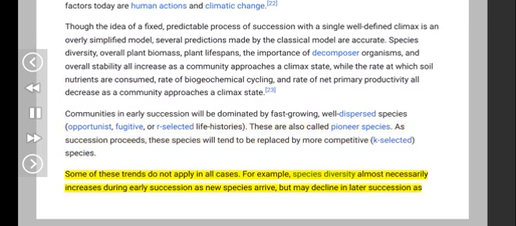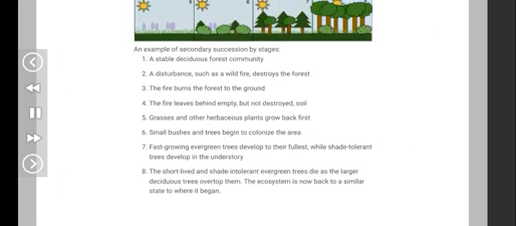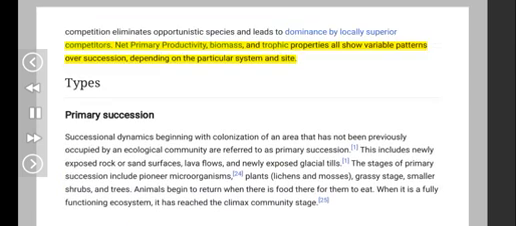For example, species diversity almost necessarily increases during early succession as new species arrive, but may decline in later succession as competition eliminates opportunistic species and leads to dominance by locally superior competitors. Net primary productivity, biomass, and trophic properties all show variable patterns over succession, depending on the particular system and site.